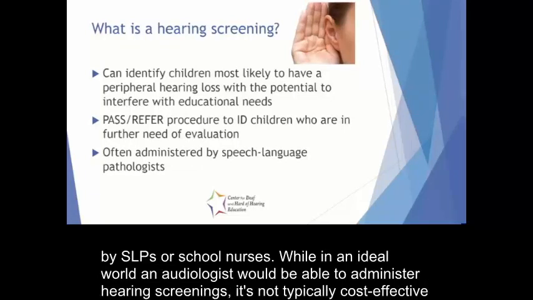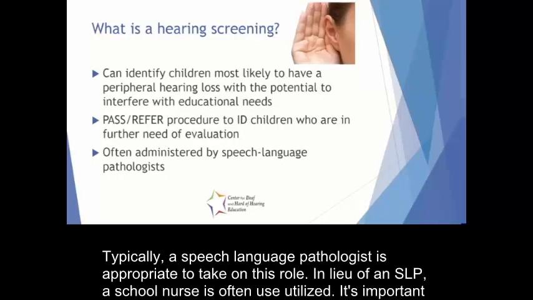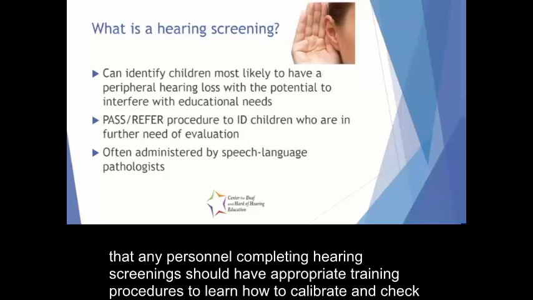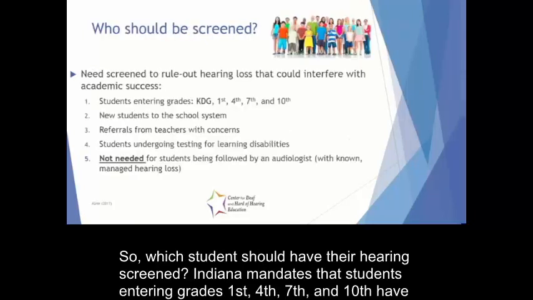It's often administered by SLPs or school nurses. While in an ideal world, an audiologist would be able to administer hearing screenings, it's not typically cost-effective for the school system to do this. Typically, a speech-language pathologist is appropriate to take on this role. In lieu of an SLP, a school nurse is often utilized. It's important that any personnel completing hearing screenings should have appropriate training to learn how to calibrate and check the equipment and have appropriate follow-up procedures. So which students should have their hearing screened?